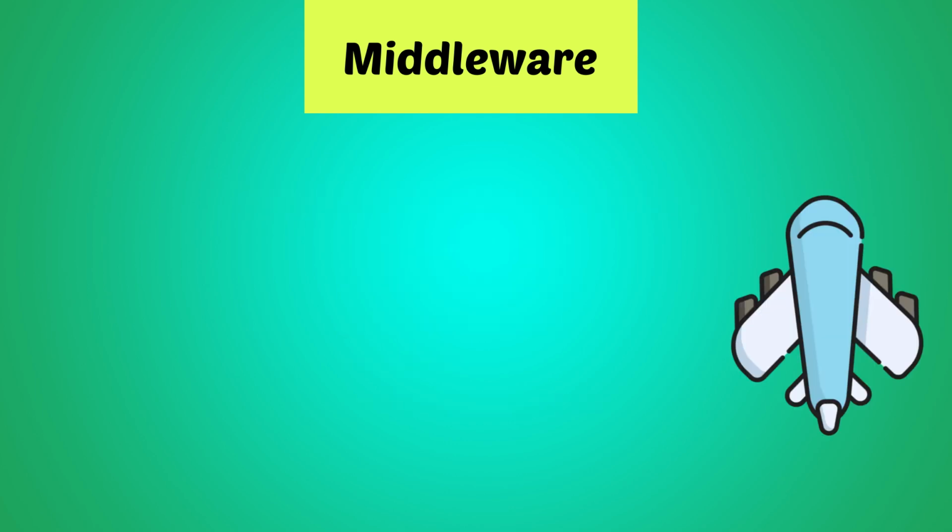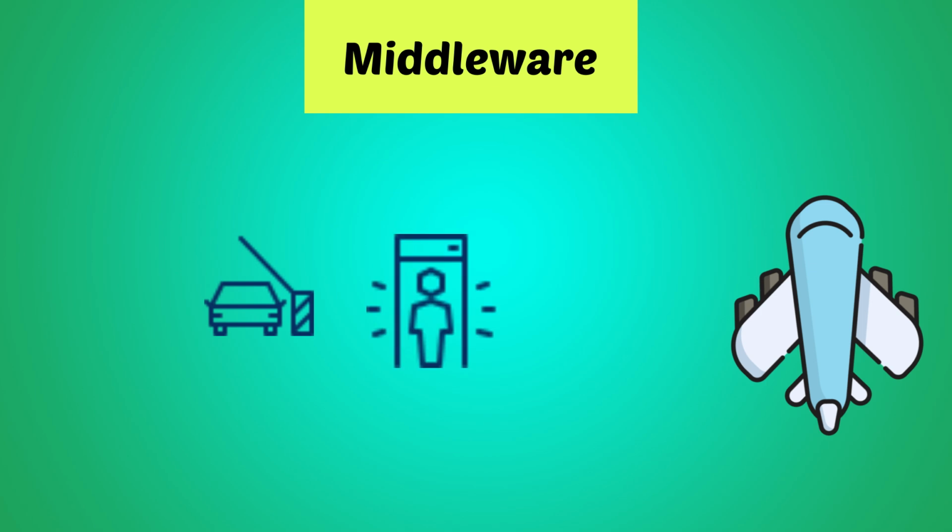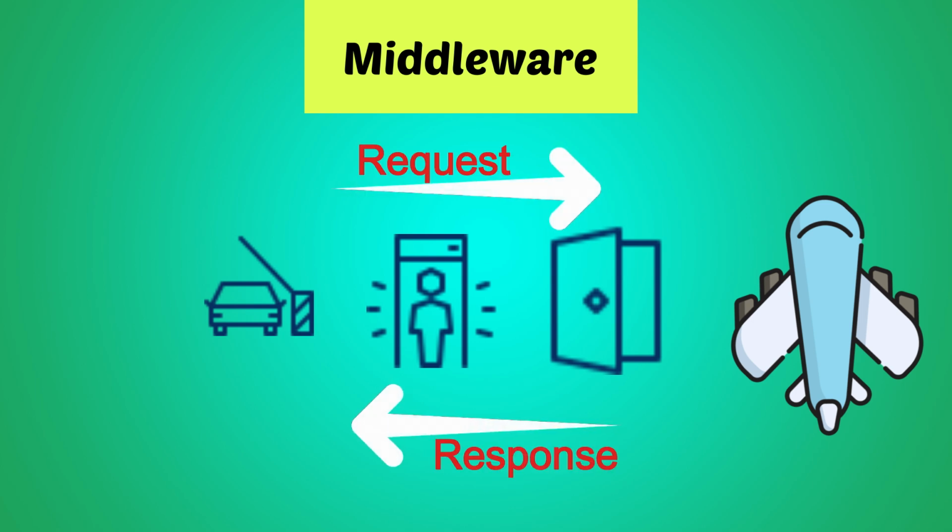Imagine entering an airport: security check, middleware; immigration, middleware; boarding gate, your main application. You don't go directly to the plane. You pass through multiple checks. That's middleware. In frameworks like Express, Next.js, Django, middleware is a function that has access to the request and response.